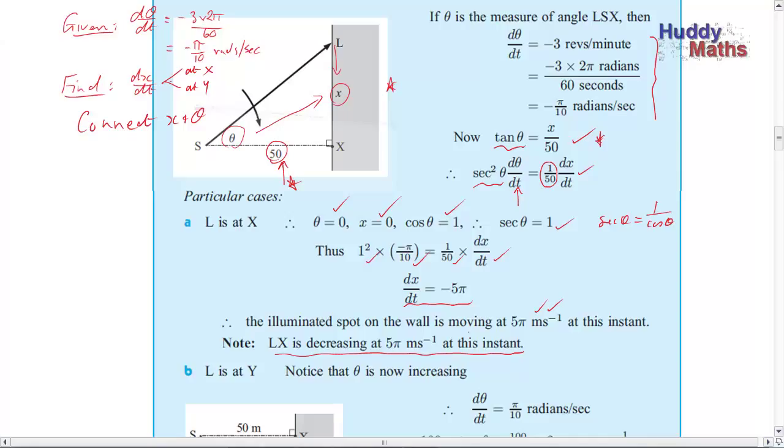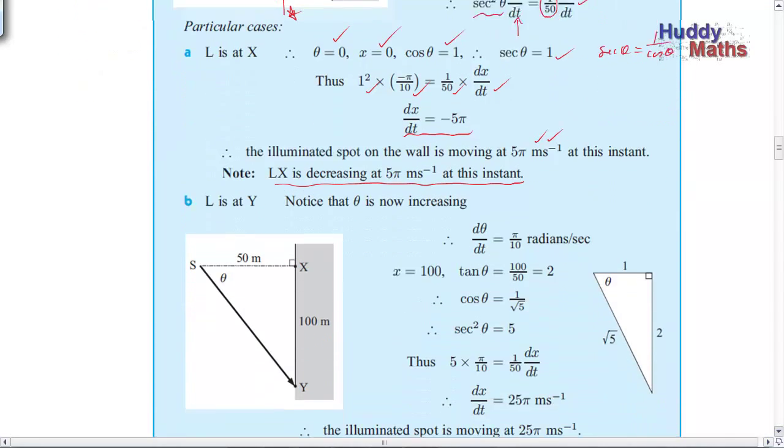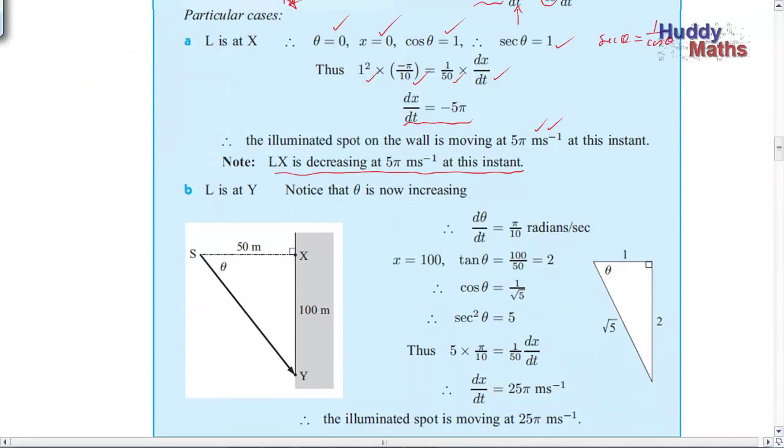5 pi meters per second, you're going to have to run faster, dodge that light. Right, what's pi? Approximately 3.142 times 5, 15.5, 15.6 meters per second. Wow. Okay, let's have a look at the other instance. L is at y. How far is y? Well, we're told earlier it's 100 meters.